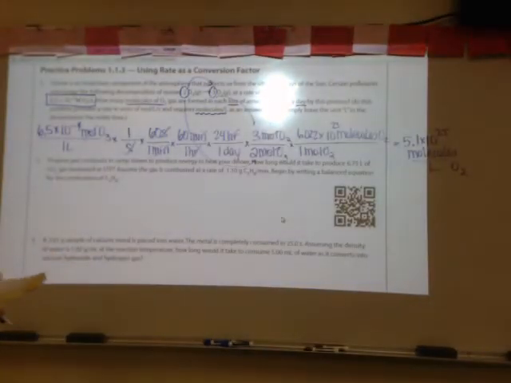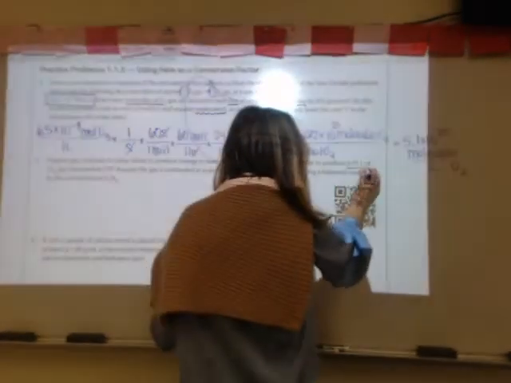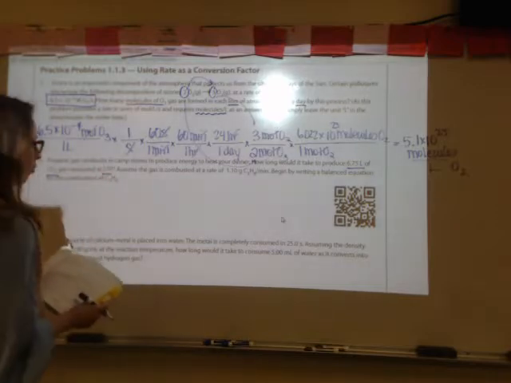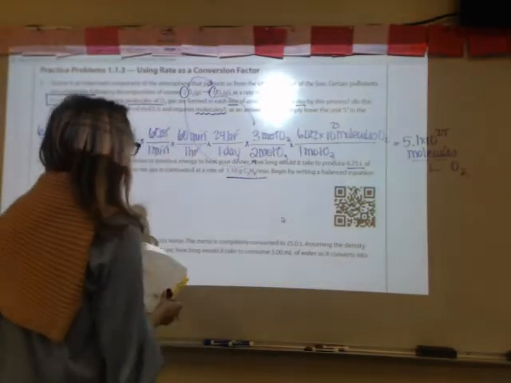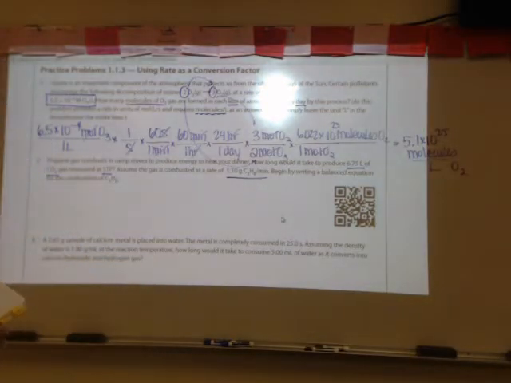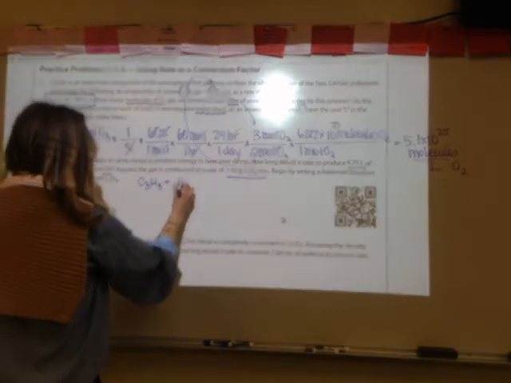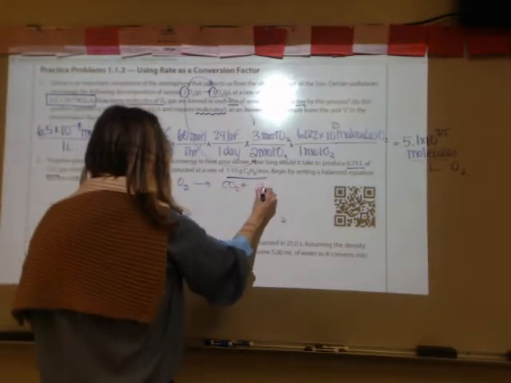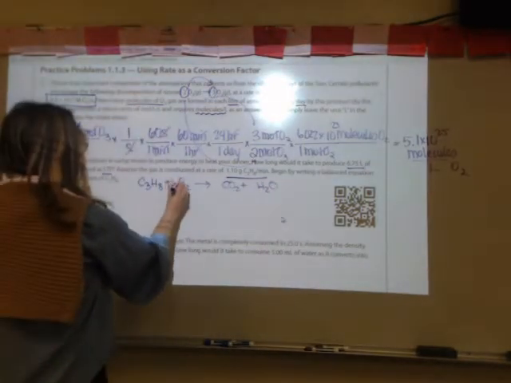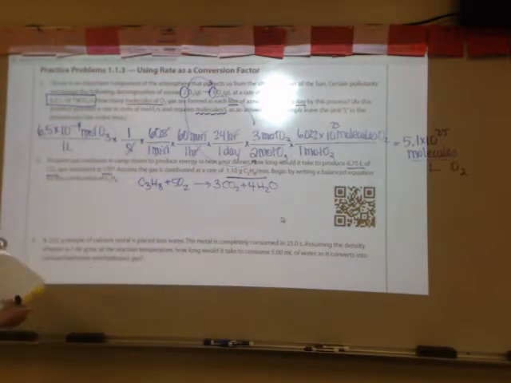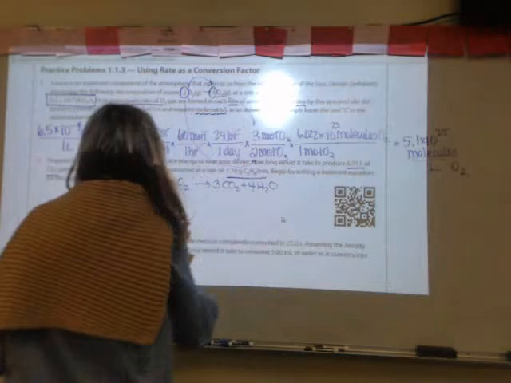Now, for number 2, it says propane gas combusts in camp stoves to produce energy to heat your dinner. How long would it take to produce 6.75 liters of carbon dioxide gas at STP? Assume the gas combusts at a rate of 1.1 grams of C3H8 per minute. Begin by writing a balanced equation for the combustion of C3H8. So this is going to react with oxygen to give you carbon dioxide and water. To balance it, you need a 5 in front of O2, a 3 in front of CO2, and a 4 in front of H2O.